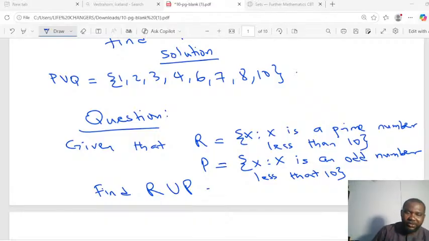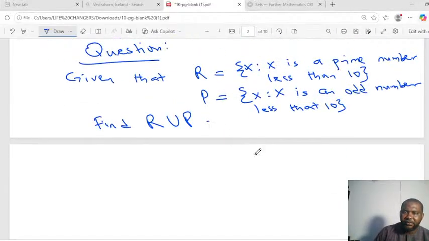Okay, so let's do it together. You all tried. So R is x such that x is a prime number less than 10. Prime number starts with 2. Then you have 3, then you have 5, then you have 7. These are the only prime numbers less than 10.